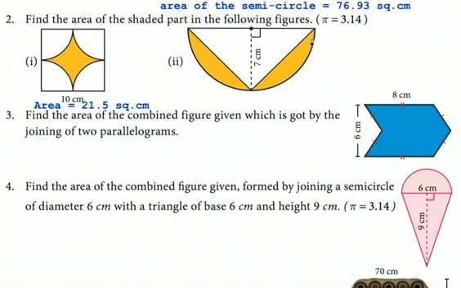Now we need to remove the triangle, right? The base of the triangle is 14. This is 7, this is 7. Half base into height, okay. So half 14 into height, sorry, height is 7. Half 14 into 7. So 49. 49 cm square is the area of the triangle. Area of the triangle. Okay, triangle spelling is incorrect. Triangle.